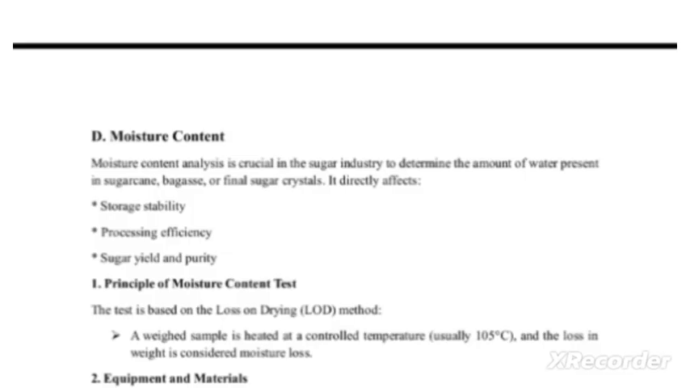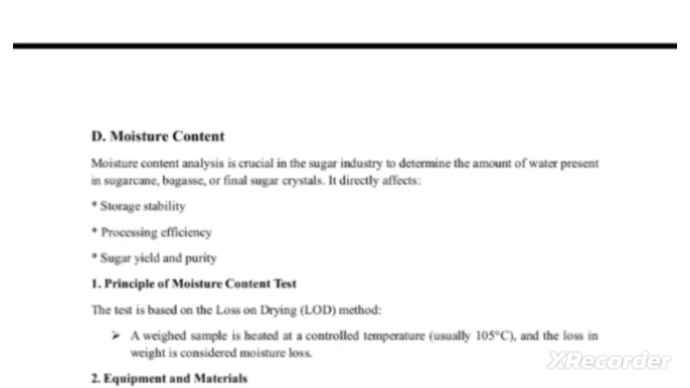A weighed sample is heated at a controlled temperature, usually 105 degrees Celsius, and the loss in weight is considered moisture loss. Equipment and materials: weighing balance, drying oven, silica or metal moisture dishes or crucibles, a desiccator, sample, tongs or gloves.